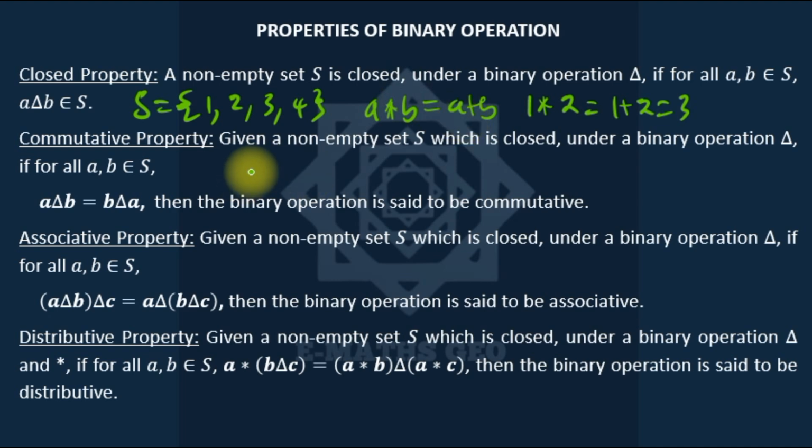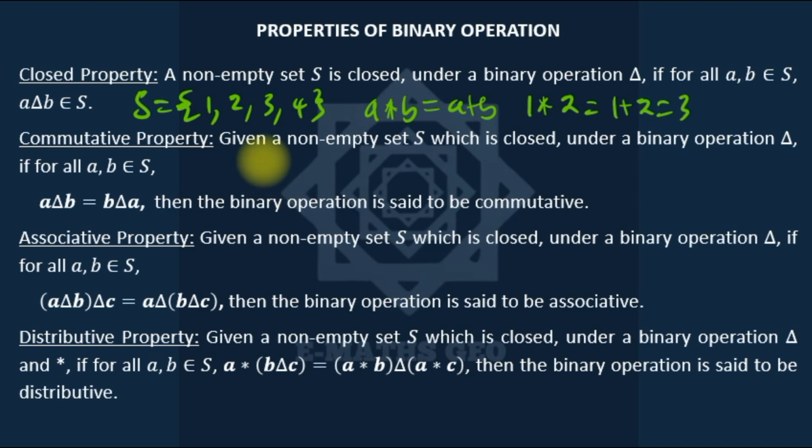Coming to the commutative property. They say, given a non-empty set which is closed, so it must be closed under a binary operation triangle. I told you, you can use any other operation, but I'm using triangle. If for all A, B an element of S, then A triangle B must be B triangle A. So if you have an operation, and remember it must be closed, and you operate A triangle B, it will be the same answer as B triangle A. That's the commutative law. It's like 2 plus 4 will also give us 4 plus 2, which is 6. So that's the meaning of commutative.